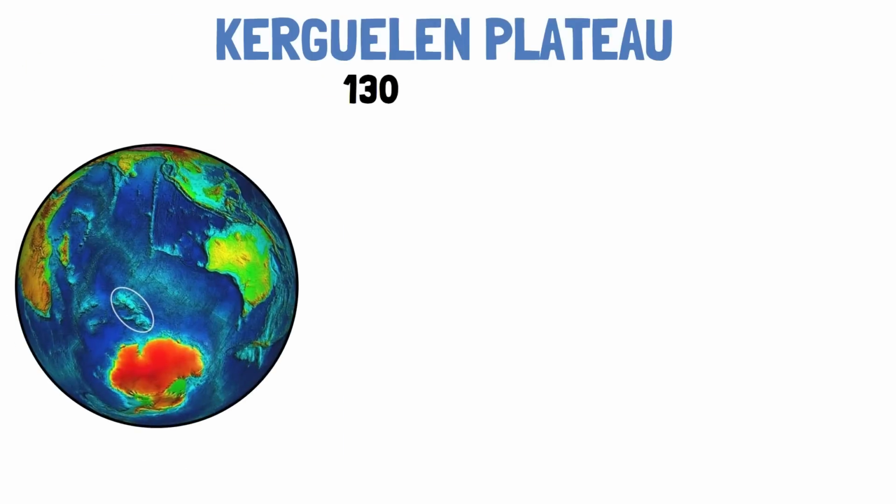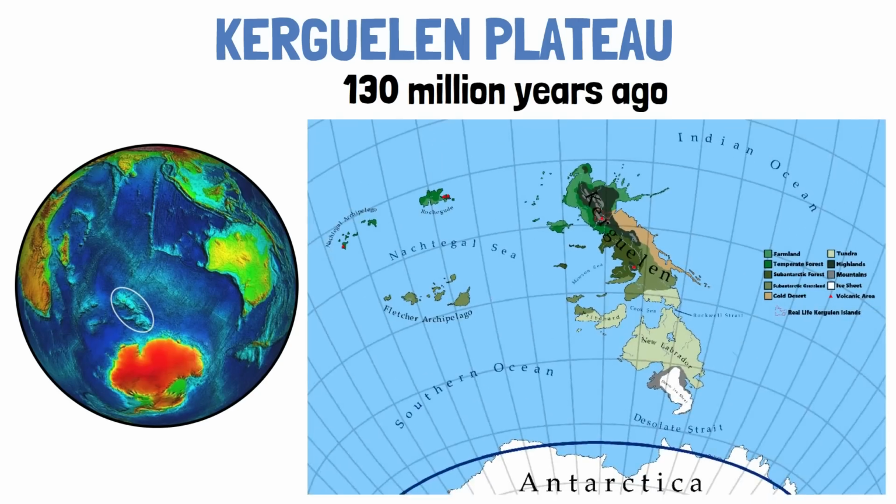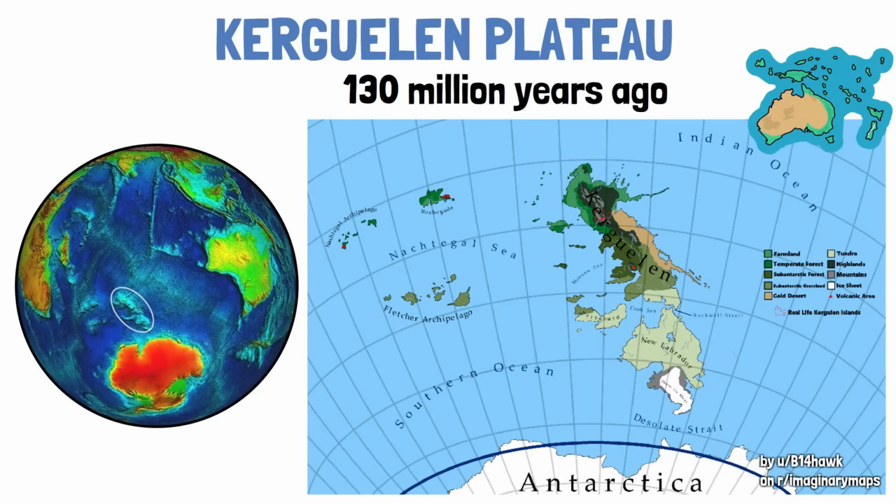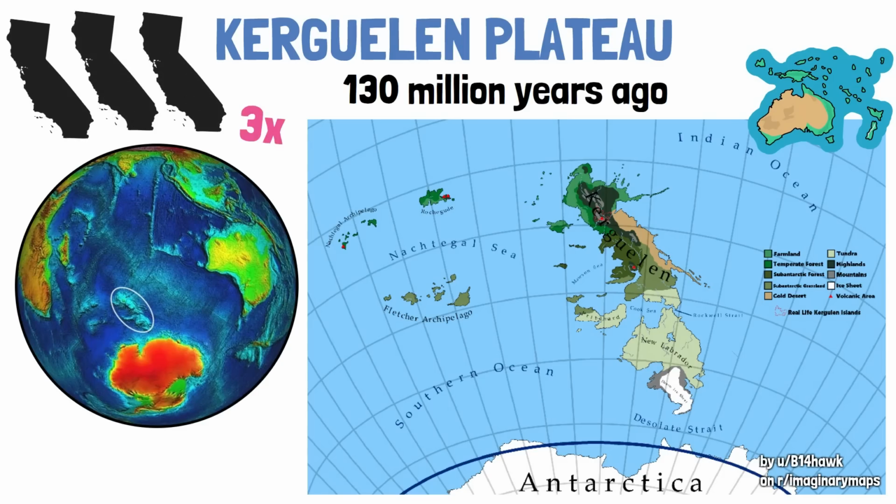The Kerguelen Plateau was another result of the Gondwana breakup around 130 million years ago. Located southwest of Australia, it was nearly 3 times the size of California. The presence of soil layers indicates that much of it was above sea level as a microcontinent for hundreds of thousands of years, if not more, at one point likely being covered by a dense forest.